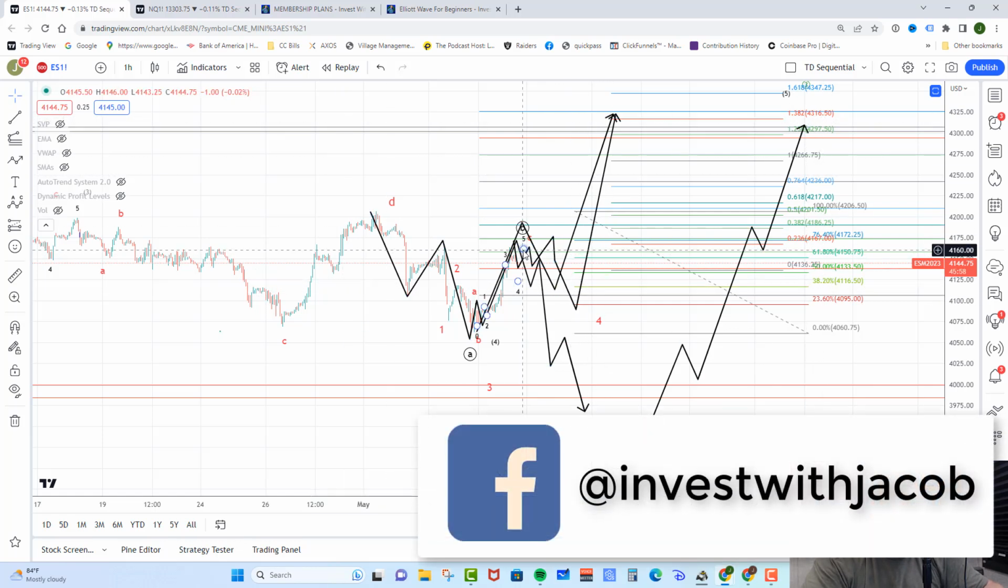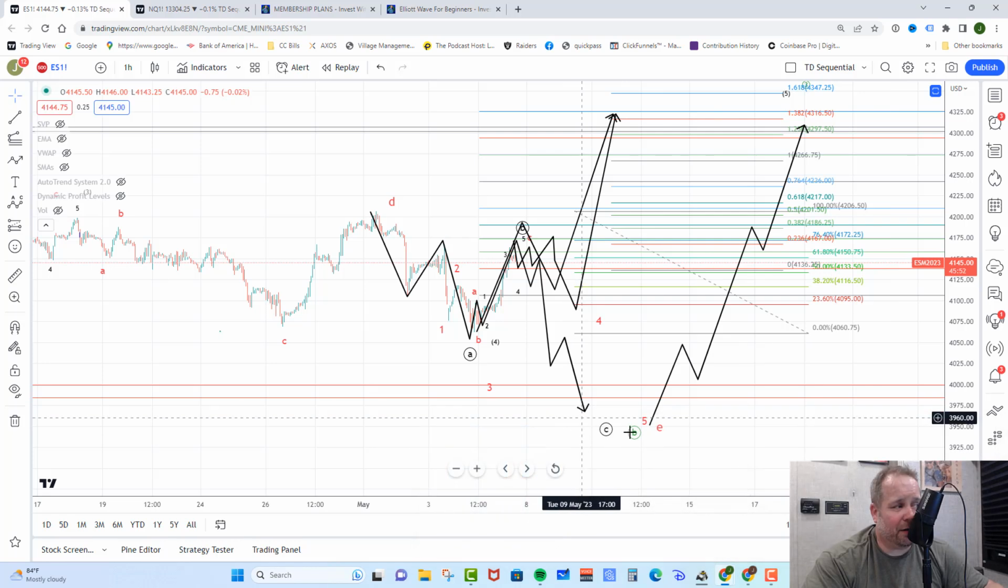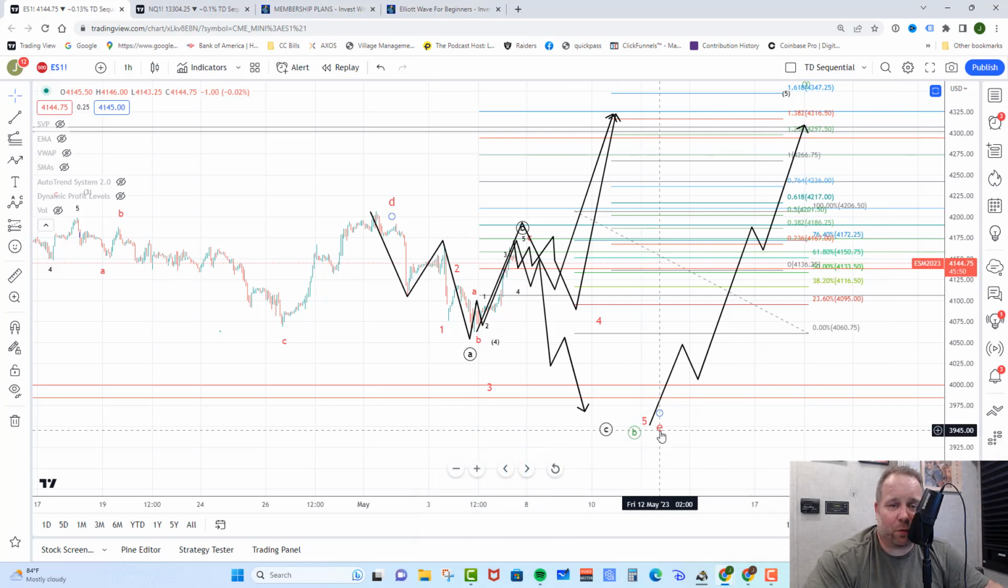However, if they don't push any higher and we start to see an impulsive move to the downside, we would be looking for 3950 in that area to complete this E wave and support to hold there. If that happens, we would look for a C wave to start back to the upside.